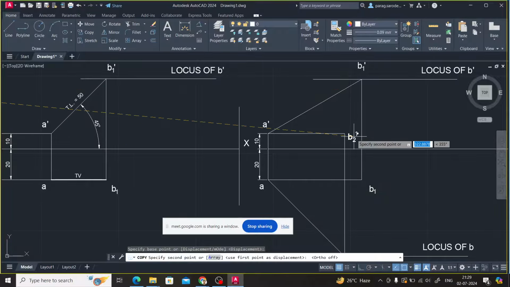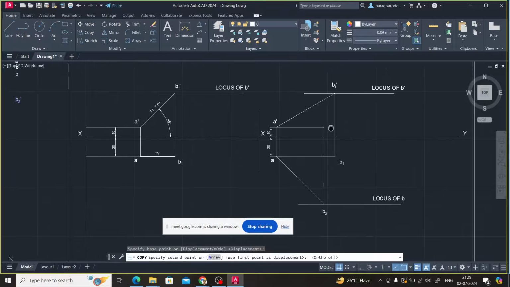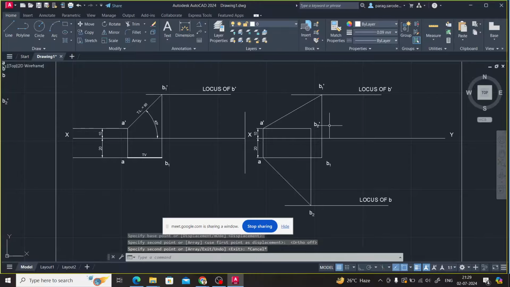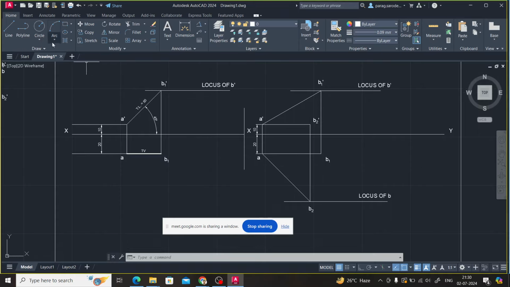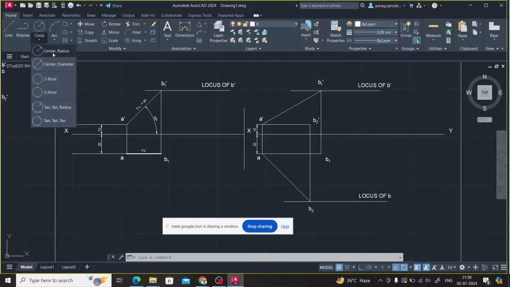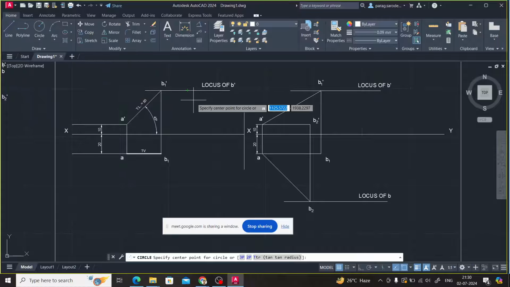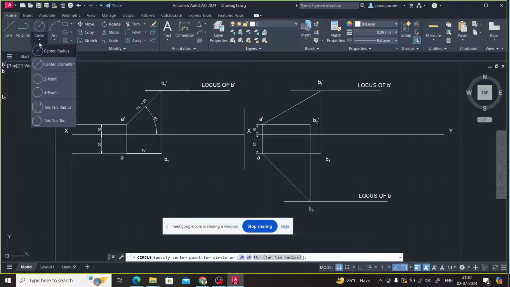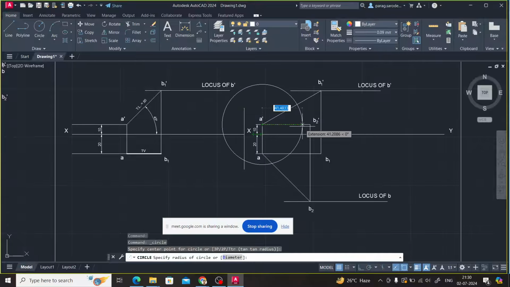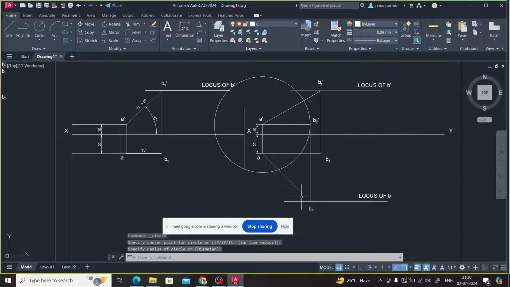For moving the points you might have to switch the ortho on and off simultaneously. That's only practice you will have to do. Okay, so this is b2 dash, correct? Now I will suggest a simpler method, though it seems complicated. Take the center radius command, from the circle command, the first command. Take a dash as the center, take b2 as the radius, and draw a circle.